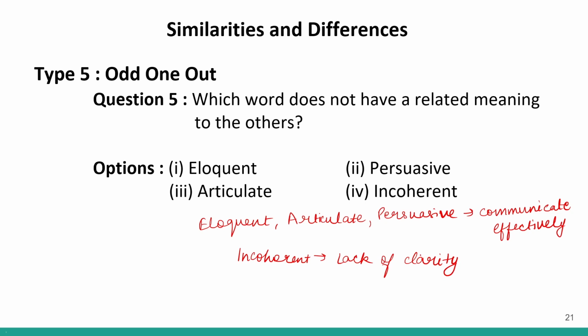So out of these 4 options, eloquent, articulate, and persuasive, all these are synonyms. Only incoherent is a different word. Hence, option number 4, incoherent, will be the correct answer.